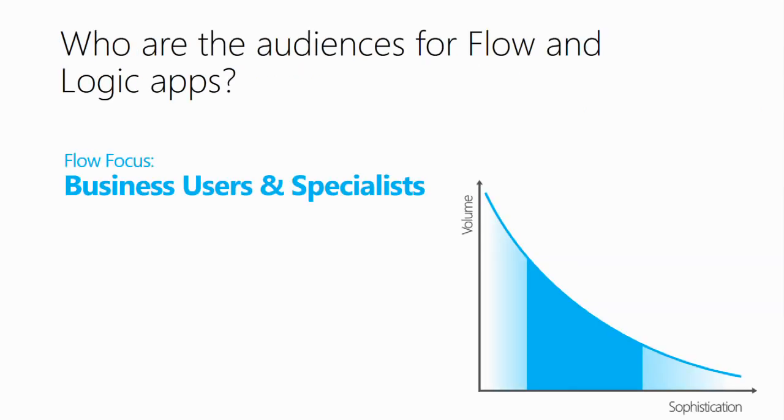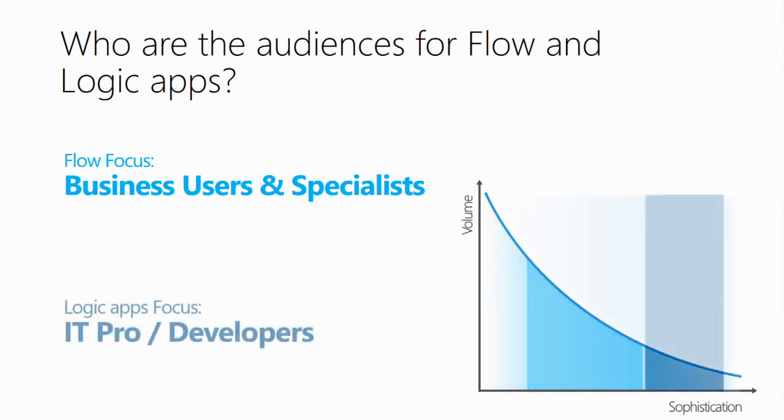So just another way to visualize this is Flow focuses primarily on these business users. So there's a lot of them, but not a lot of sophistication. And Logic Apps is down there kind of at the end of the curve, where you're more sophisticated and there's fewer, and BizTalk is probably around here, even more sophisticated, but lower volume.